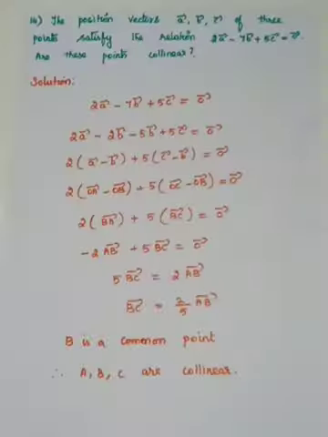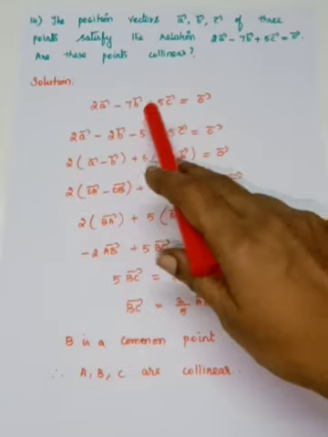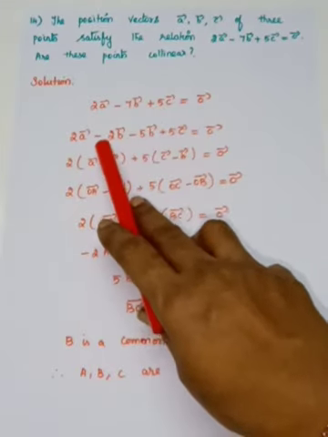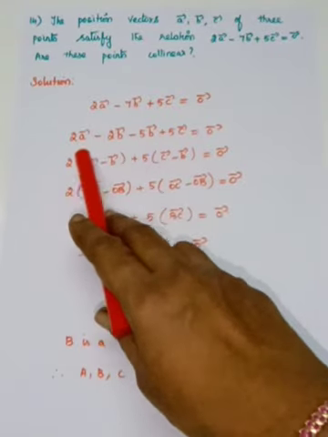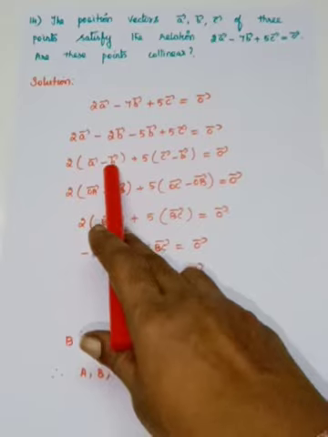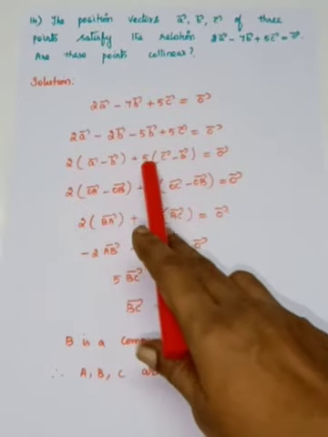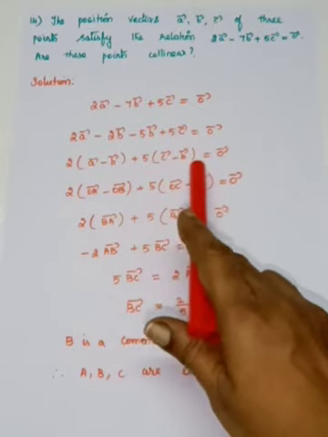And come to problem number 14. The position vectors a vector, b vector, c vector of 3 points satisfy the relation 2a vector minus 7b vector plus 5c vector is equal to 0 vector. Show that all these points are collinear. So the points are collinear, they have given. So take this relation and here minus 7b vector you just split as minus 2b vector minus 5b vector. From the first two terms you take 2 common, so a vector minus b vector. From these two terms you take 5 common, so c vector minus b vector.